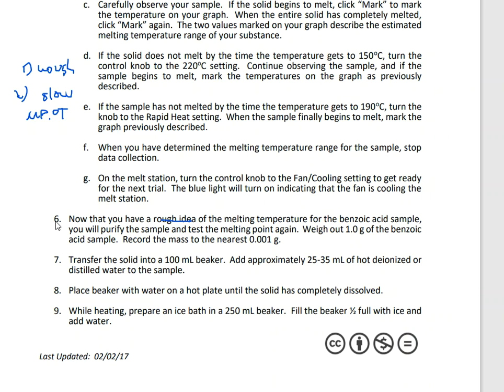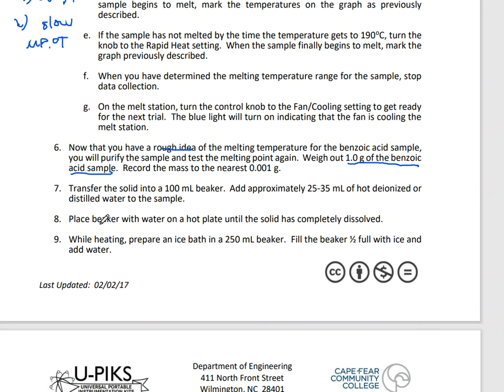All right? Now, number 6 then says, okay, we're going to now recrystallize. So weigh out 1 gram of the benzoic acid sample. You want to make sure that you record the proper mass, because that's part of this process. We want to report impurity if there's any. Number 7, transfer the solid that I've just weighed out into a 100 mL beaker and add 25 to 35 milliliters of hot deionized water to the sample.